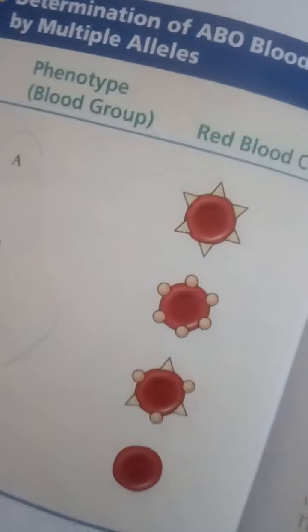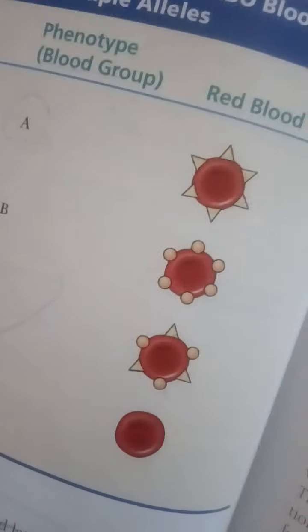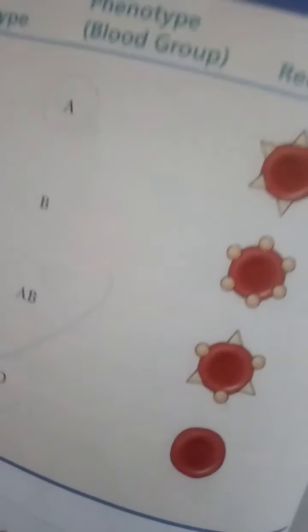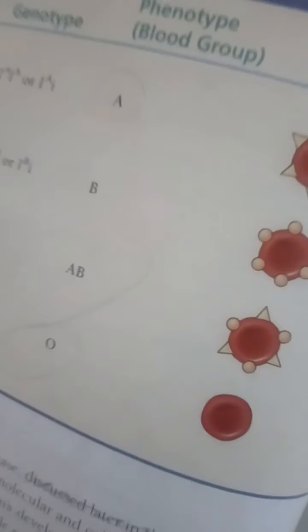Considering the intricate molecular and cellular reactions responsible for an organism's development and physiology, it is not surprising that a single gene can affect a number of characteristics in an organism. Notice the determination of ABO blood group by multiple alleles.